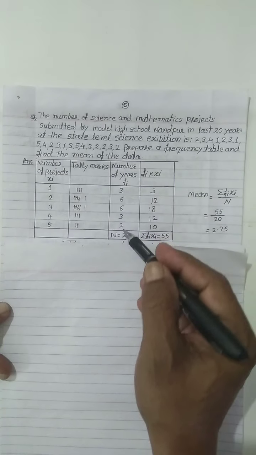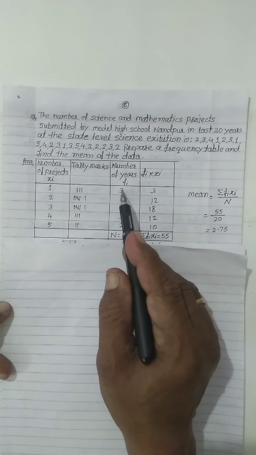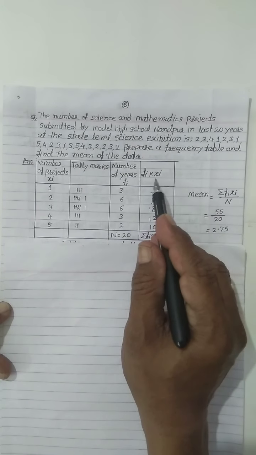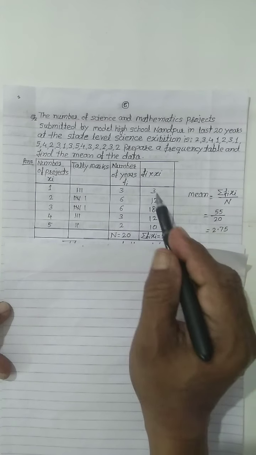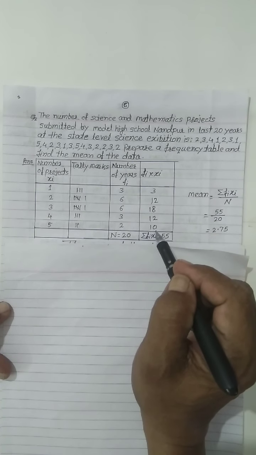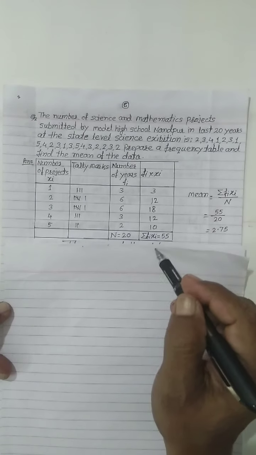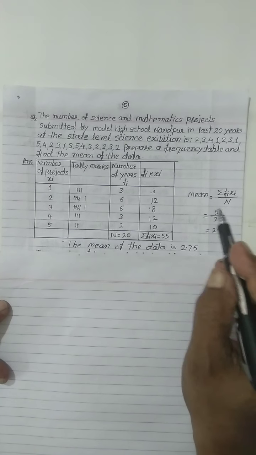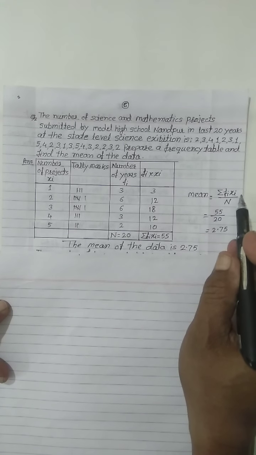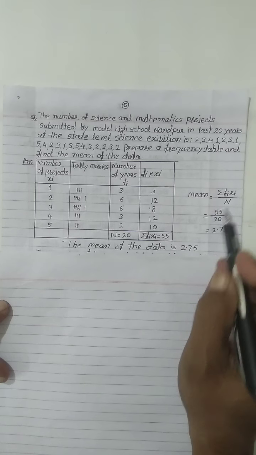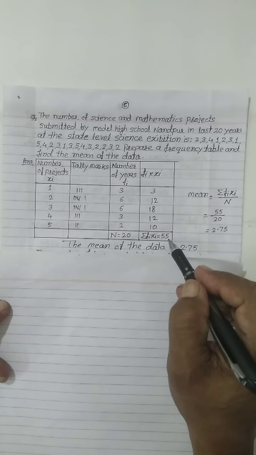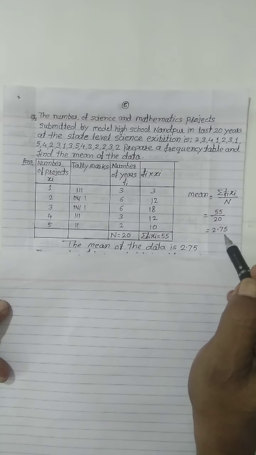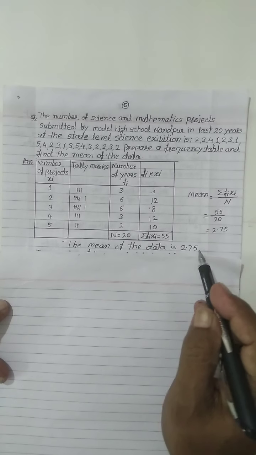Then take the summation: n is 20 years, and the sum of 3, 12, 18, 12, 10 is equal to 55. Then write down the formula: mean equals summation fi xi divided by n. The summation fi xi is 55, so 55 divided by 20, we get 2.75.